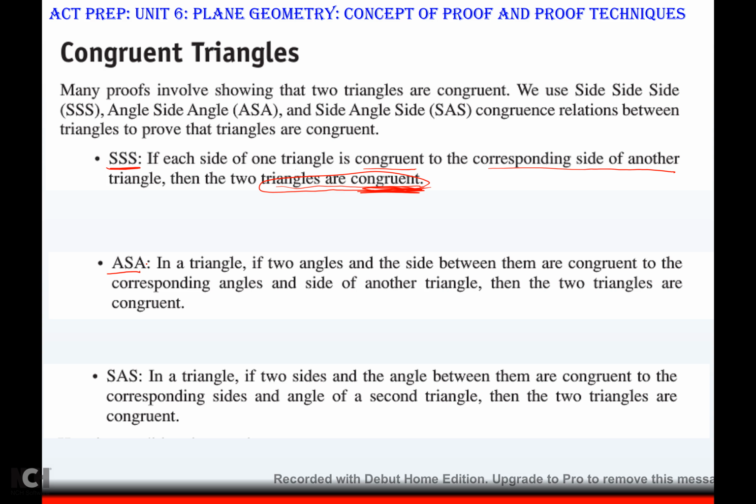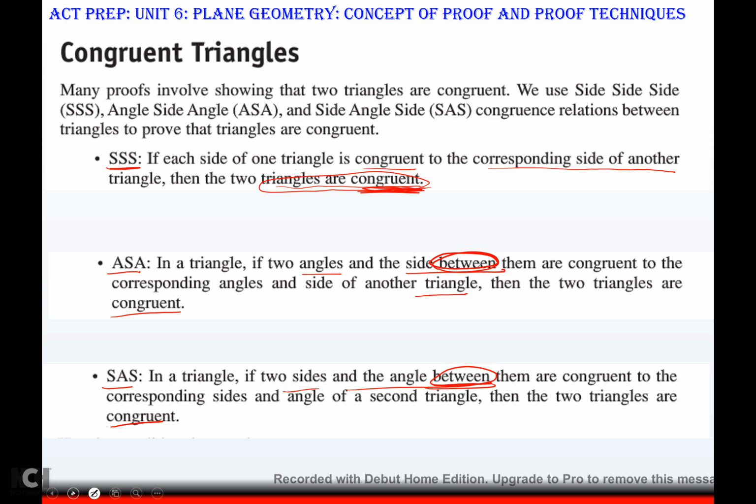For angle-side-angle, it says in a triangle, if two angles and the side between them, that's important, the side has to be between the two angles that you know are congruent, are congruent to the corresponding angles and side of another triangle, then the two triangles are congruent. And the third one is side-angle-side. It says in a triangle, if two sides and the angle between them, again, the angle has to be between the two sides, are congruent to the corresponding sides and angle of another one, then the two triangles are congruent.